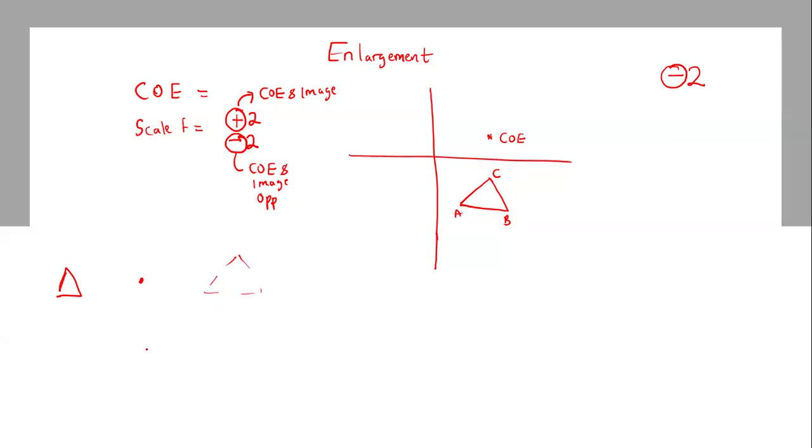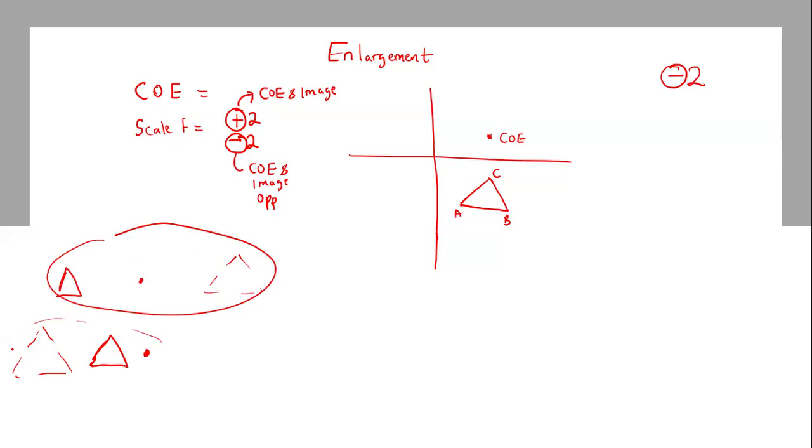But if it is positive, it means that if this is your center of enlargement, then your object and the image are going to be on the same side. This is when it is negative scale factor. They are always opposite. In case it is positive, then they are going to be on the same side.